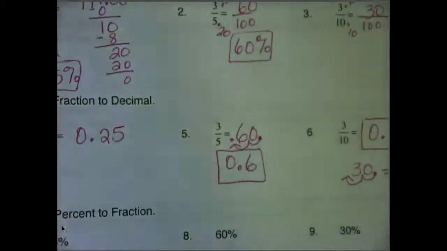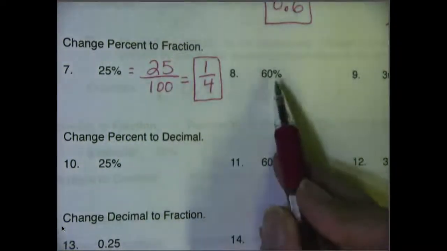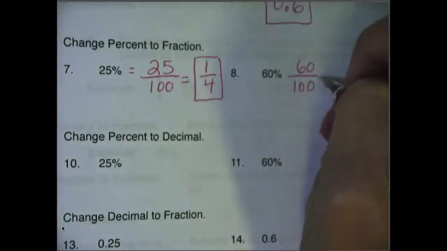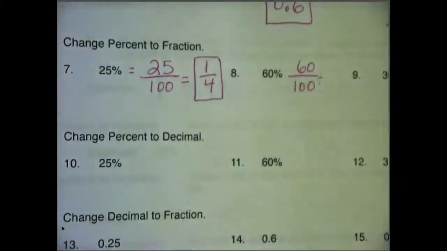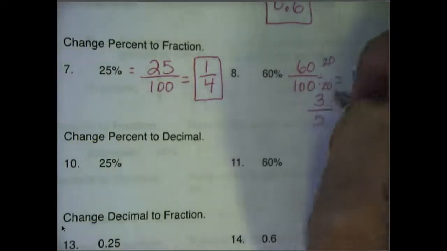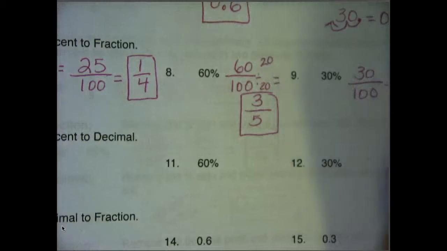Number 7, we're going to change our percent to a fraction. Remember that we removed the percent sign, put 25 over 100, and we simplify. When we simplify, it simplifies to 1/4. Number 8, we're going to change 60% to a fraction. 60 over 100. Simplify by dividing by 20. And you should get 3 over 5. 30%, we're going to put 30 over 100. Simplify by dividing by 10. And you should get 3/10.